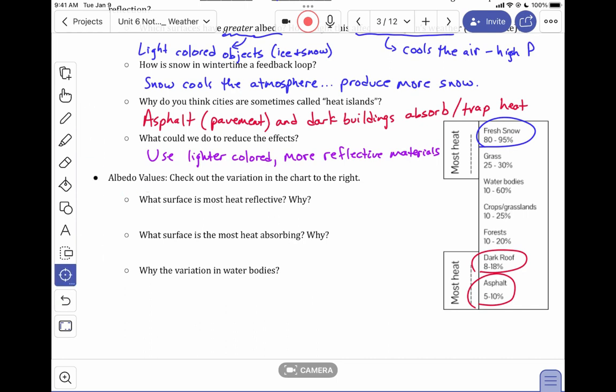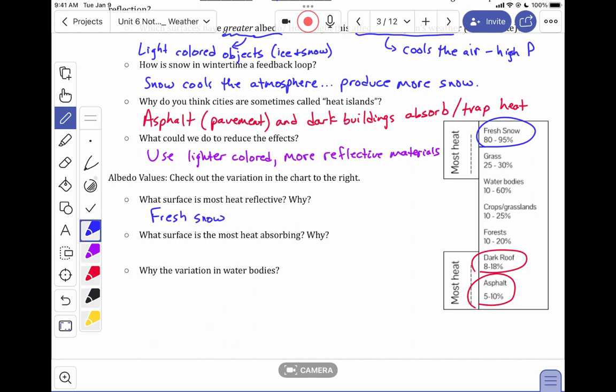Albedo values then, so looking over here, they don't really have the values, they just tell us the percent. We know these things are going to have a high albedo, these are going to have a low. So which surface is most heat reflecting? Fresh snow, and that's because it's white. And lighter colors reflect.